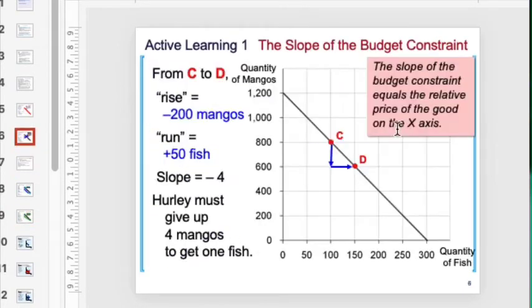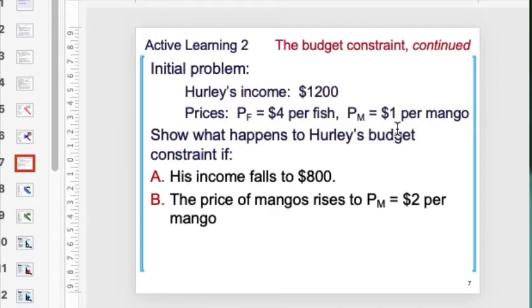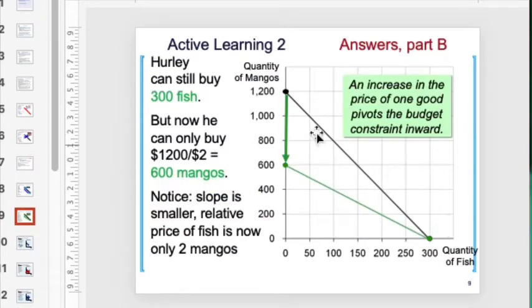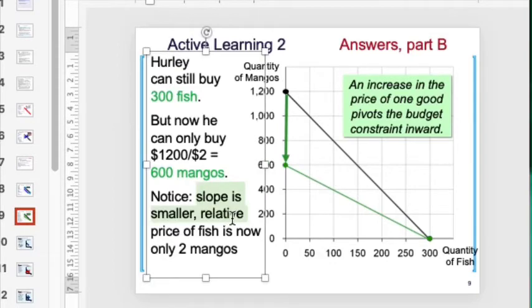The second part of the activity was what happens if the price of the mango increases. Earlier the price was $1, a mango was $1. If it increases to $2, this means that using the $1200 that he had, he'd be able to actually consume less. Earlier, with $1 he could buy 1200 mangoes. Now he'd probably be able to only buy 600 of them because the price will be 2. That would mean your mango curve, which was earlier at 1200, has now come down to 600. Notice the slope is smaller. The relative price of fish has now gone to only 2 mangoes.